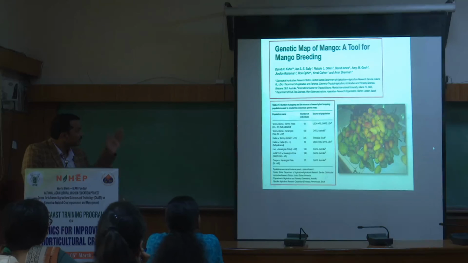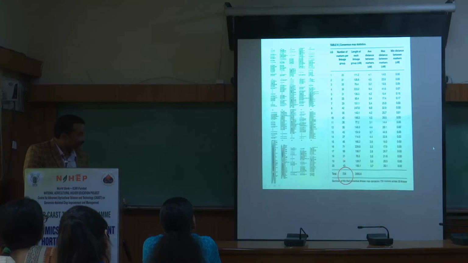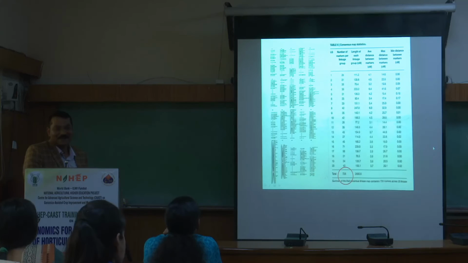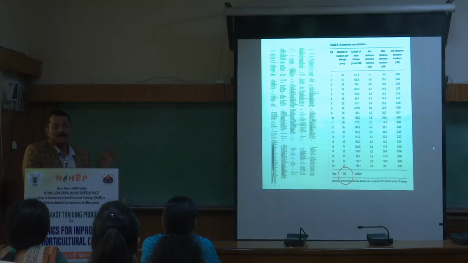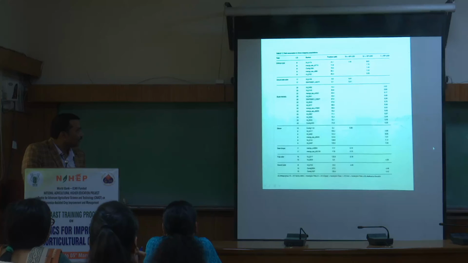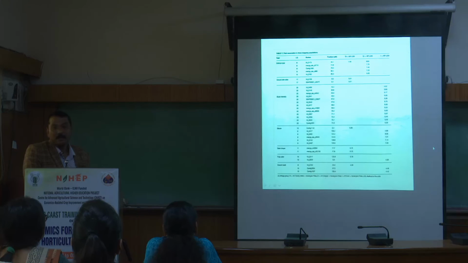This is the paper which they published in Frontiers, and whatever genetic linkage map they have is finally based on 726 markers only. So we are happy because we have more than 10,000 SNPs, and our genetic linkage map will be very dense and robust compared to what is already published here. They have given some associations for different traits. This is a very interesting paper. Those who are from horticulture or from the breeding subject, they should go through this paper. It is a very, very good paper as far as mango is concerned.